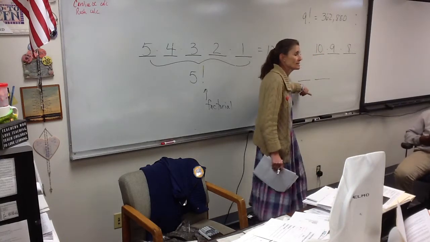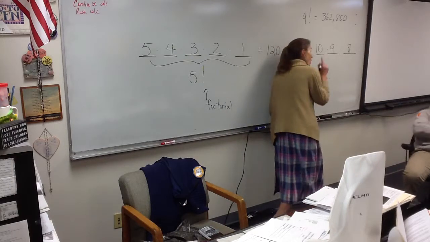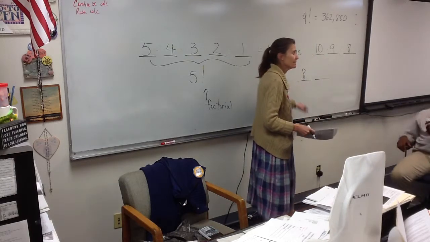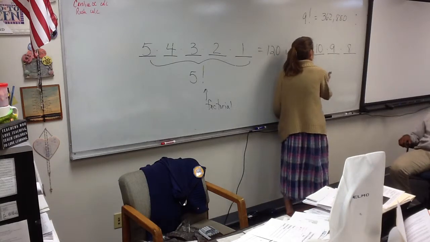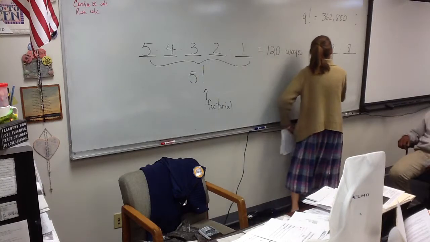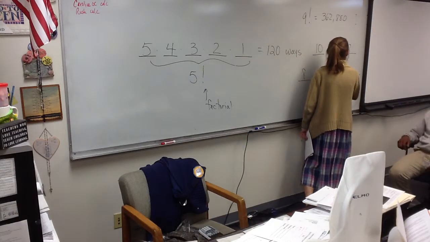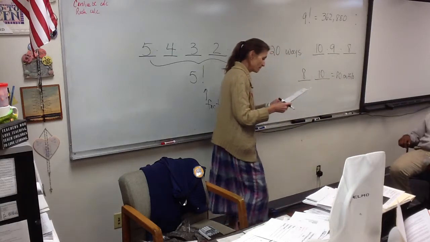How many choices do I have for jumpers? 8. I'm going to pick one. I have 8 choices. How many choices do I have for a shirt? 10. So how many outfits are possible? 80. Very good. Perfect. You're getting the hang of it.